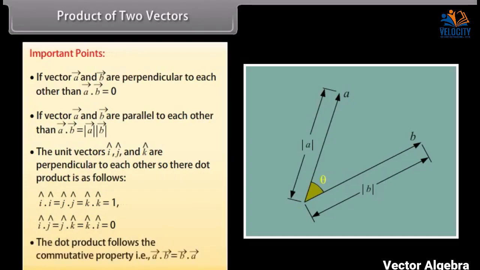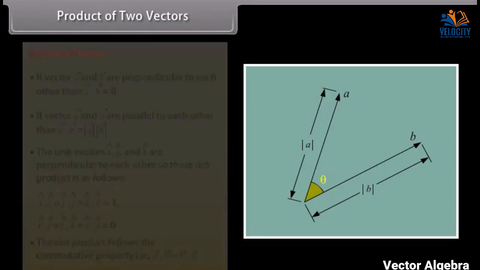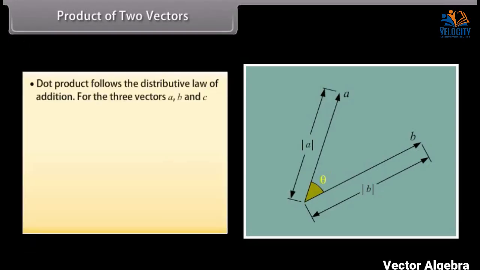The dot product follows the commutative property. That is, the dot product of vectors A and B is equal to the dot product of vectors B and A. The dot product follows the distributive law of addition for three vectors A, B and C. A dot (B plus C) is equal to A dot B plus A dot C.